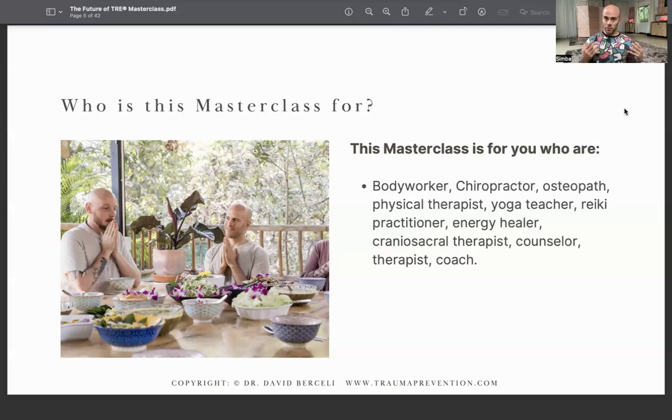This is also great for anyone that's working professionally with people. If you're a body worker, chiropractor, osteopath, physiotherapist, working within the fields of yoga, energy healing, Reiki, hands-on, but also if you're a counselor, therapist, or coach, any professional capacity that you're working with people, this is a great masterclass, and this is a great tool, TRE, because it really allows you to connect to yourself in ways that I will be explaining a little bit more in a little bit.